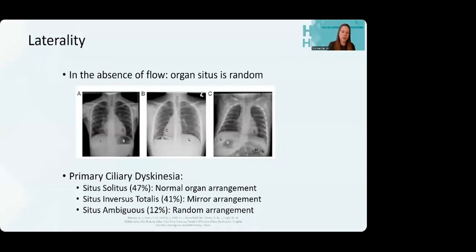So in patients with primary ciliary dyskinesia, they estimate a little under half to have situs solitus, or normal organ arrangement, a little under half to have situs inversus totalis, so mirror image organ arrangement, and about 12%, and this number can vary across studies, to have situs ambiguous, meaning random arrangement of your organs on the left and right side of your body. And it's in this category of situs ambiguous that we'll see patients with heterotaxy.